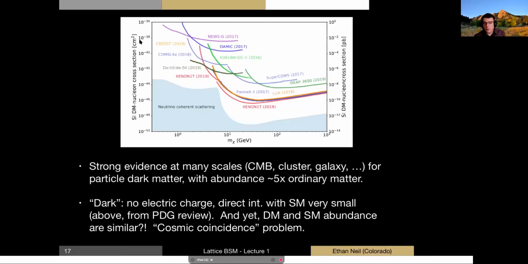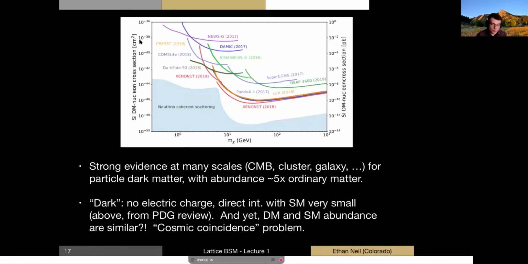And this brings up a puzzle, and the puzzle is, why are the dark matter and ordinary matter abundances so similar? Why do they have anything to do with each other? 5 times might not sound that similar to you, but on a cosmic scale, if you follow the evolution from the beginning of the universe of the abundance of matter versus radiation versus dark energy, this is a coincidence. This is approximately the same. And there's no reason for that to be true if they don't interact with each other other than gravitationally. So this is what's known as the cosmic coincidence problem.